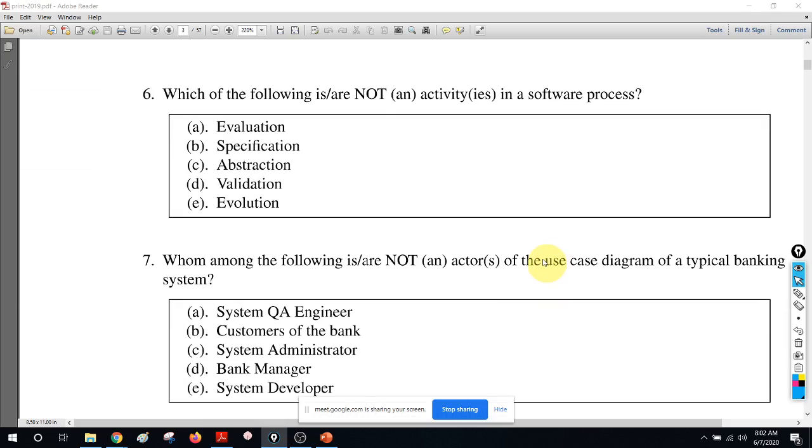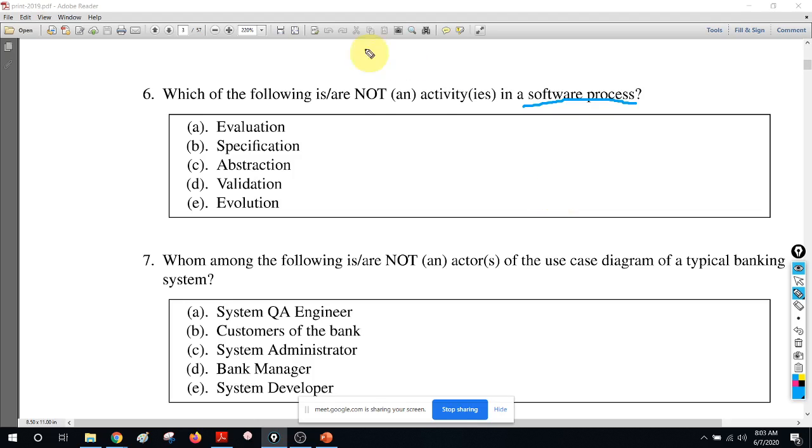Which of the following is or are not an activity in software process, right? So we discussed the general activities in software process, right? What are the general activities? Specification or analysis, design, develop. Of course if you want you can have the implementation or deployment. Of course before that you have to have the testing, and evolution and maintenance, right? Evolution and maintenance. Now let's look at the answers.